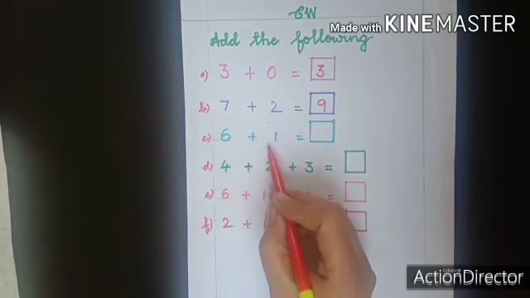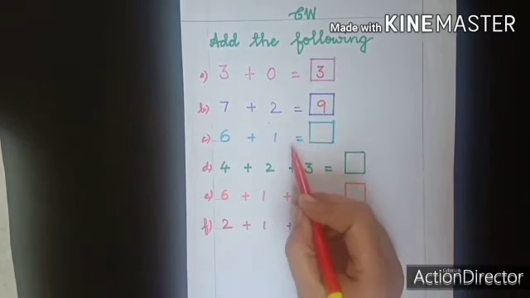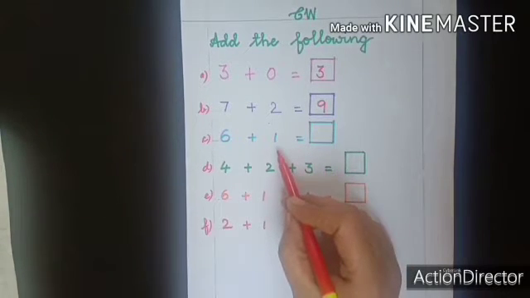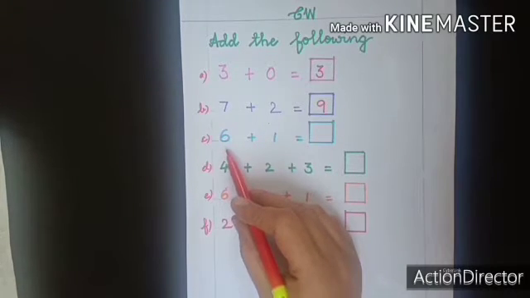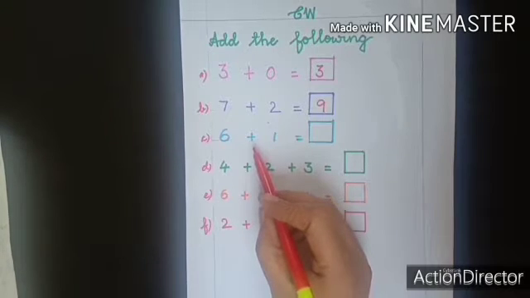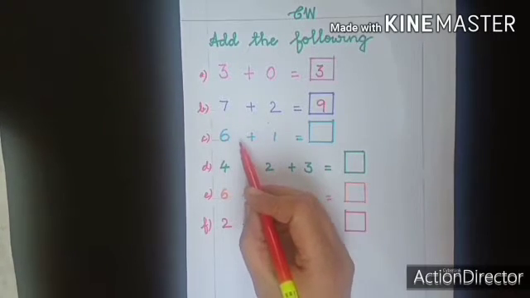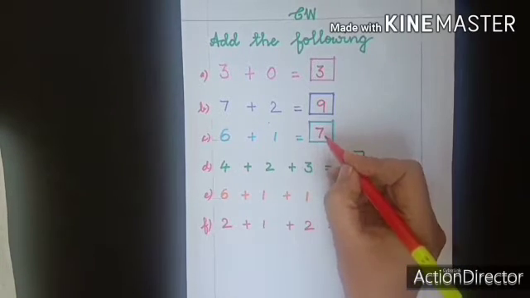Let's move on to the next one. 6 plus 1 is equal to box. Now let's recall the second property of addition. When we add 1 to any number, we get the next number. What is the next number here? Let us see. What comes after 6? Yes, it is 7. So 7 is the answer.